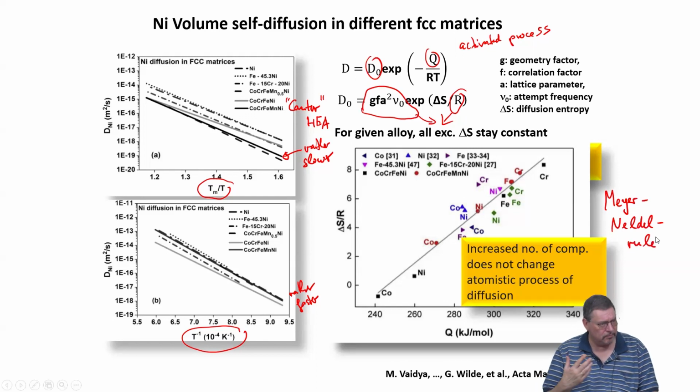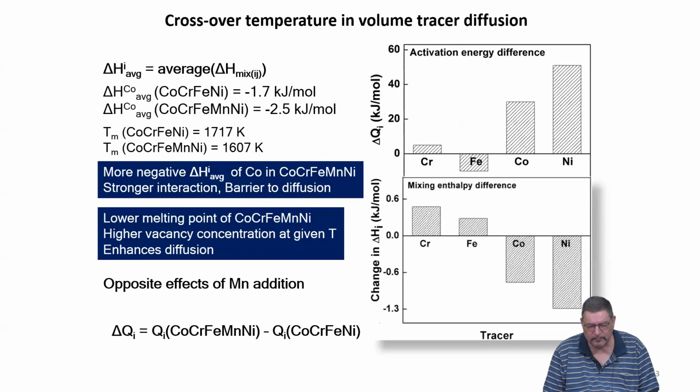So it's not a law, but it's an empirical correlation derived from experiments. We also saw that there was a crossover temperature in volume tracer diffusion. Basically, you can now ask, why is this coming about? Why is the manganese addition causing a difference in this crossover temperature for the temperature dependence of constituent diffusivities which are not manganese?